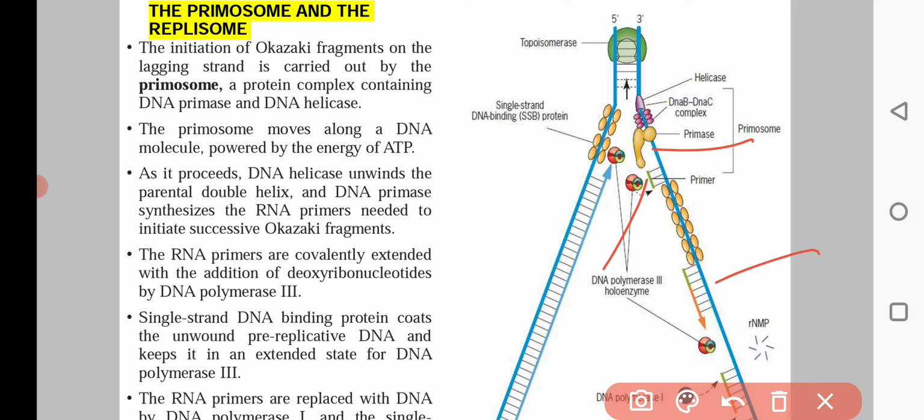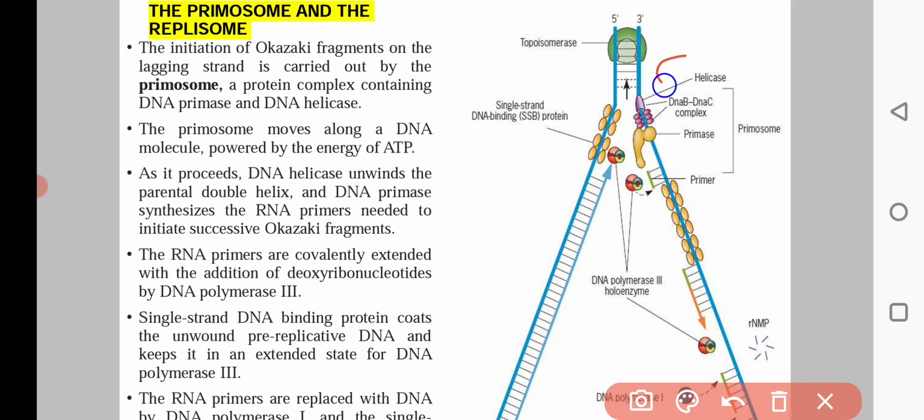Because on the lagging strand, synthesis takes place in small fragments. So you can see that one fragment, the Okazaki fragment, is this, and this RNA primer is there, and it will synthesize a new fragment here. So one fragment will be this, and in this manner these Okazaki fragments are synthesized.